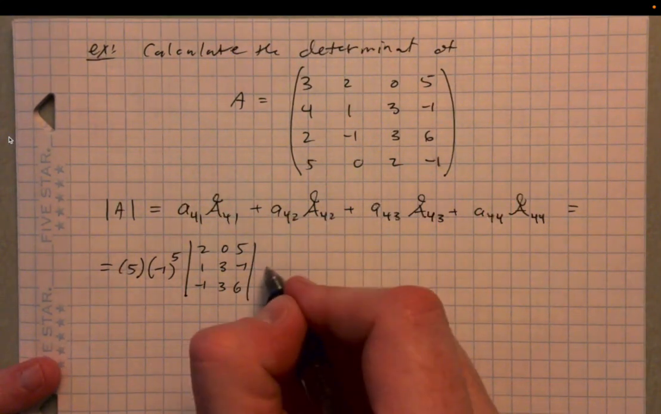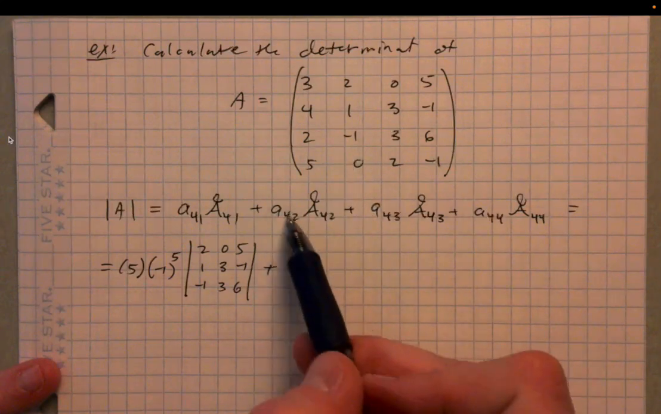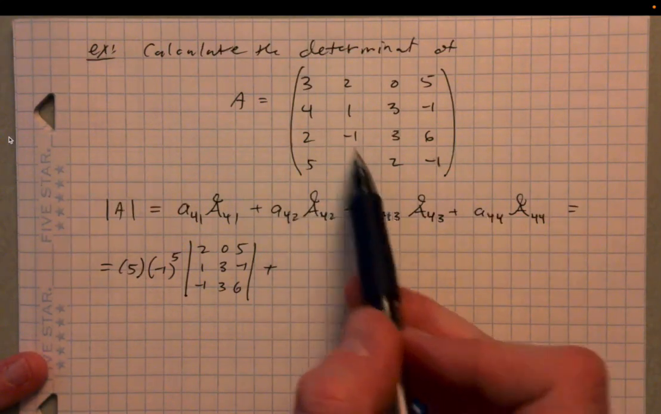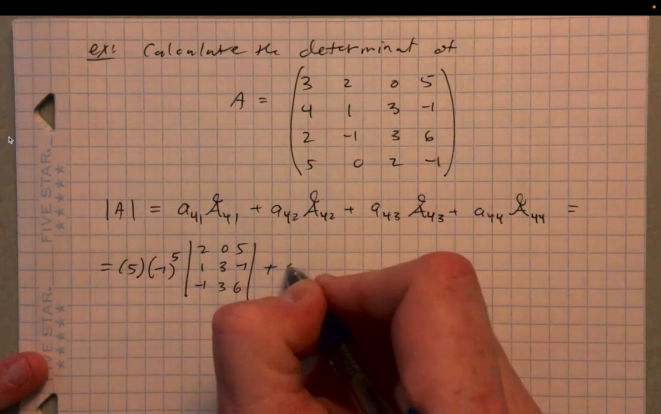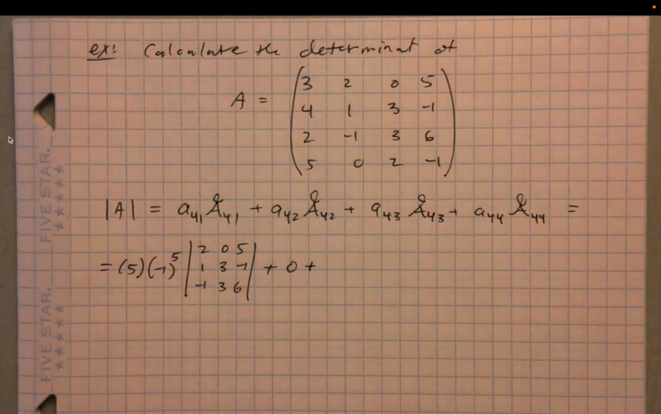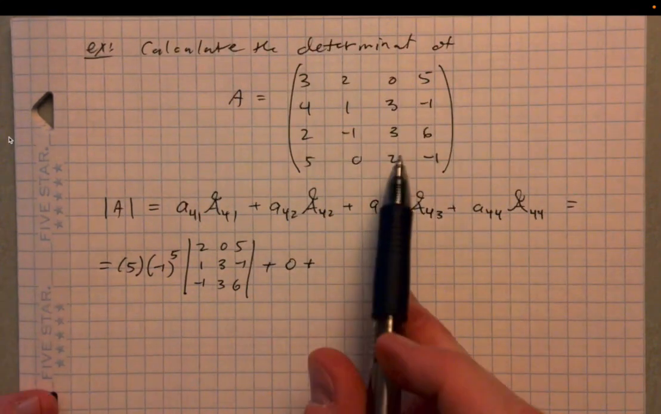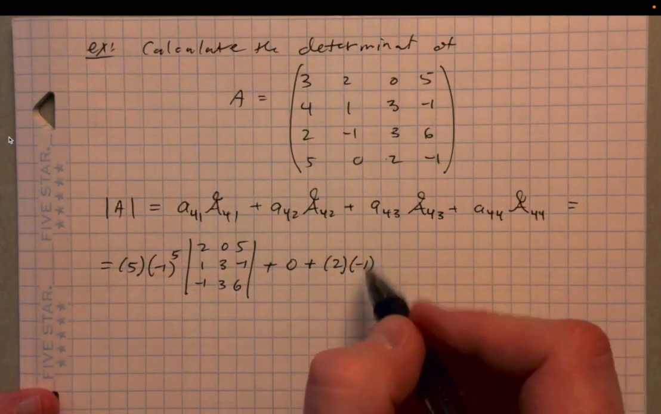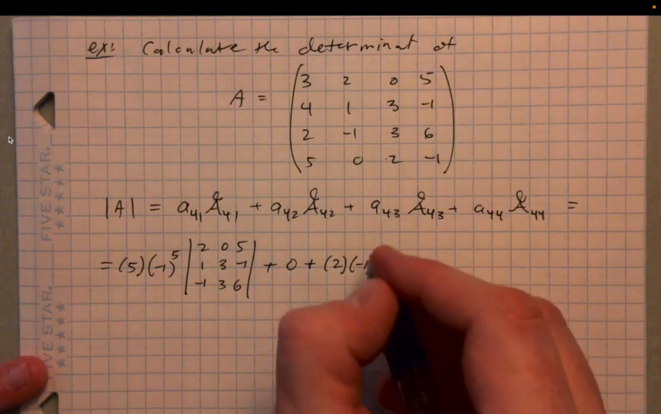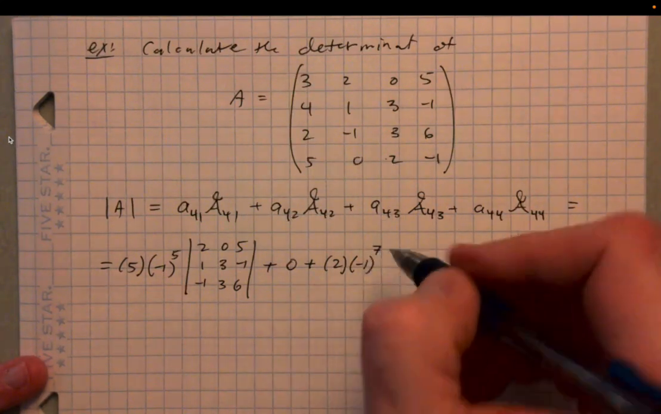Right, so that's the first term. The second term, A42, is actually 0. So that means the whole thing will be 0, right? 0 times anything is 0. So nicely we can just put a 0 there. The third term, A43, is going to be 2. And then it's times negative 1, and then it's to the 4 plus 3 power. So that's going to be the 7th power.